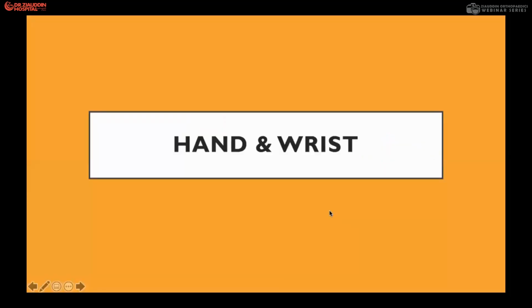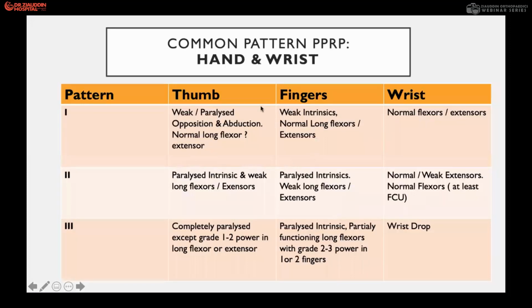Wrist and hand deformities and weakness, again there is a pattern of the paralysis. In pattern 1, there is an opponens and abduction paralysis, weak intrinsic paralysis, and the wrist is normal. In type 2, there is a significant paralysis of the opponens and the thenar muscles, and the partial paralysis of intrinsic muscles. Therefore, there is a clawing of the toes or the clawing of the fingers.